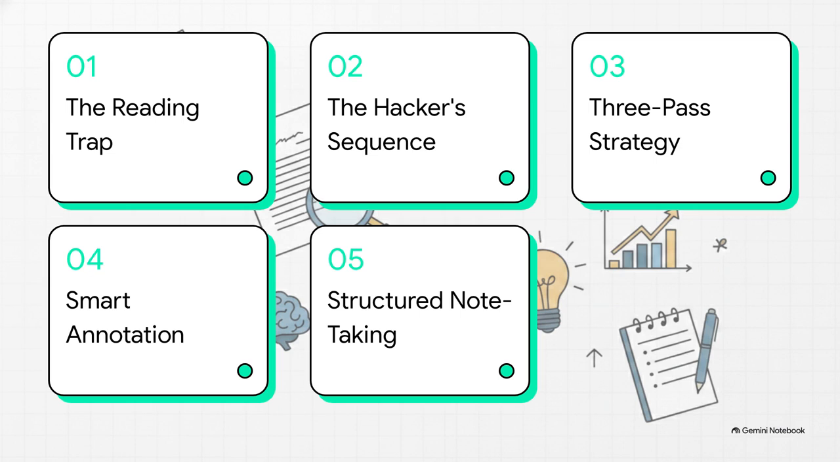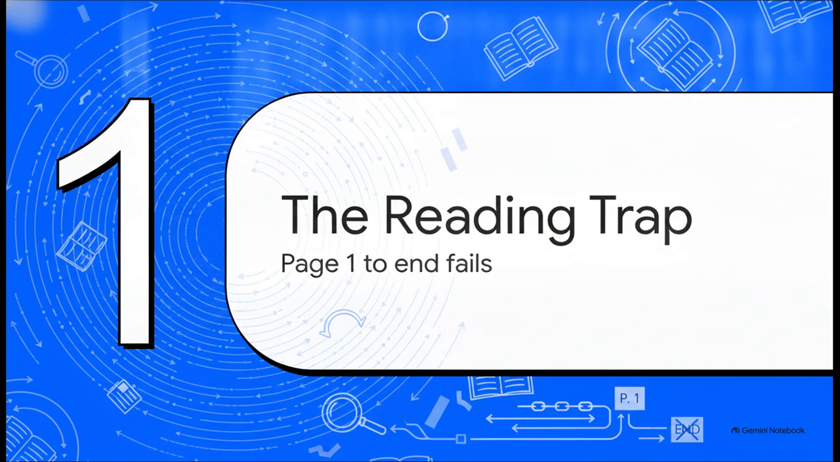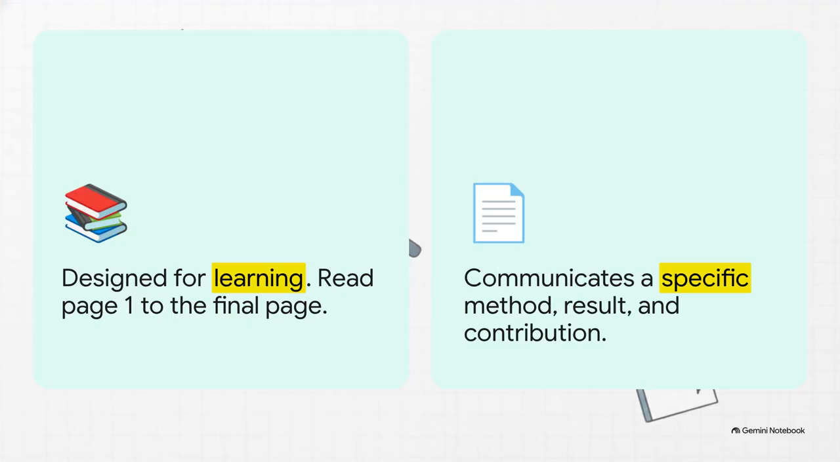Let's get moving. Section 1, the reading trap, and exactly why that rookie mistake of reading sequentially from page 1 to the end simply does not work for research papers. The textbook approach fails because, well, textbooks are designed for learning facts. They build a foundation block by block, so reading from front to back makes perfect sense. But research papers, totally different beast. They aren't meant to teach you the basics.